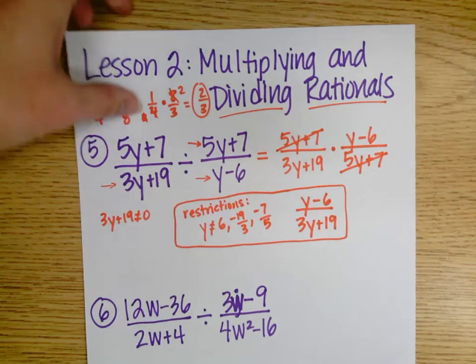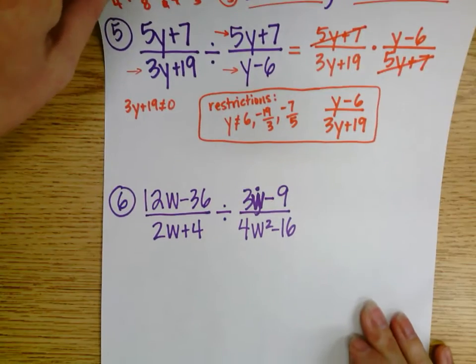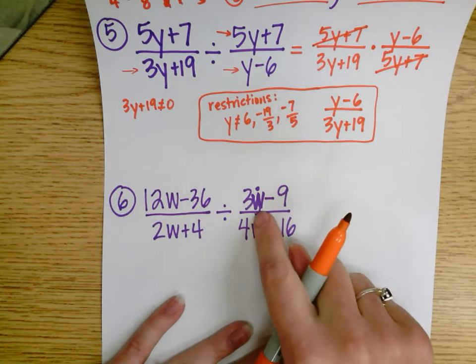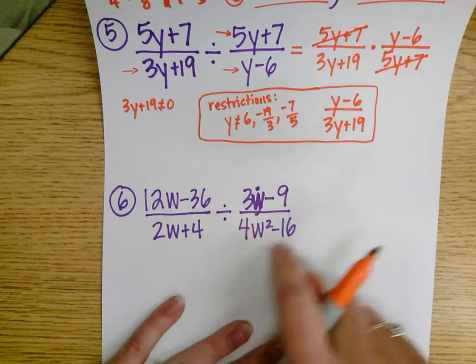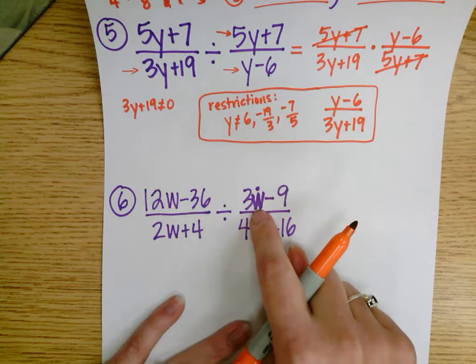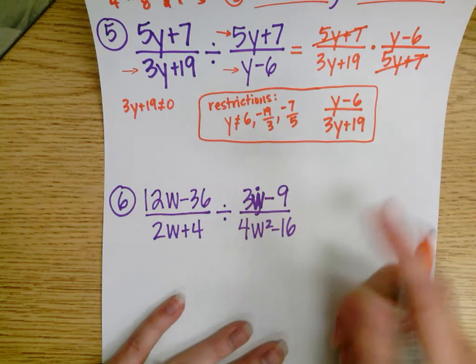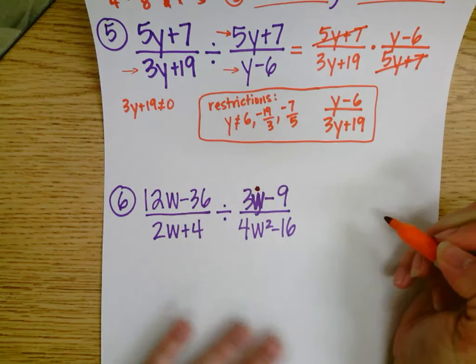Alright, let's look at 6. Now 6, I had a little error when I was writing. Originally these had J's. I wanted W's, so I accidentally wrote this as a J and then tried to change it into a W. So that's what's going on there.